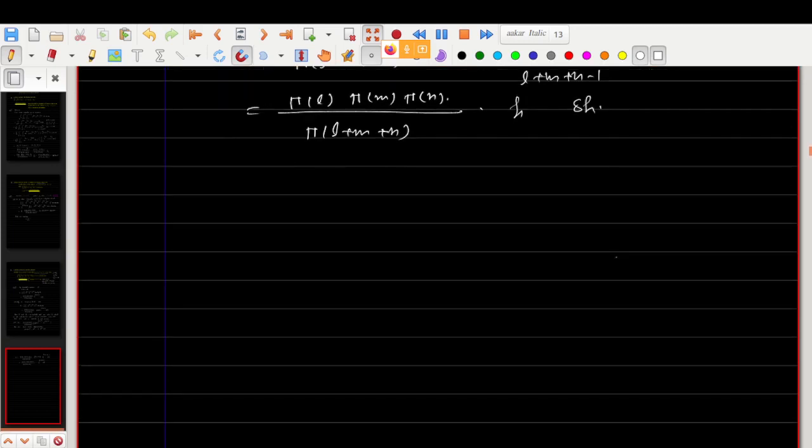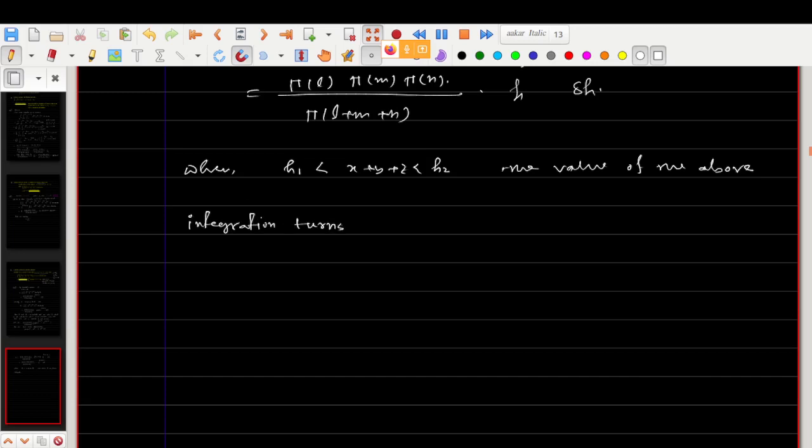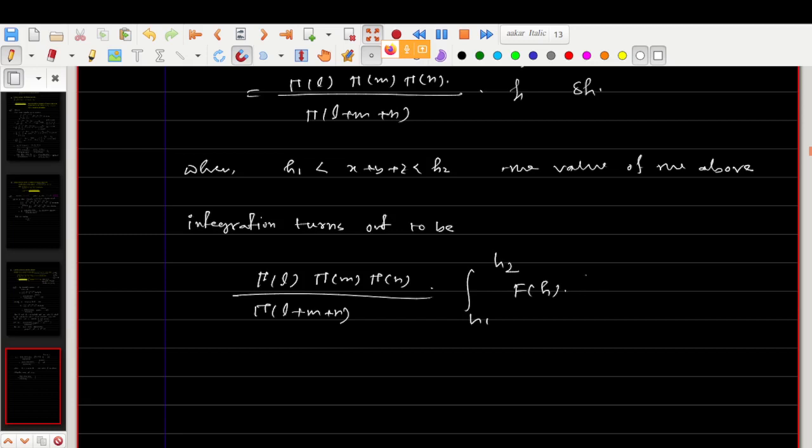So now, when H1 is less than x plus y plus z less than H2, the value of the above integration turns out to be times the integral from H1 to H2 of f of H, H power L plus M plus N minus 1 dH, right?